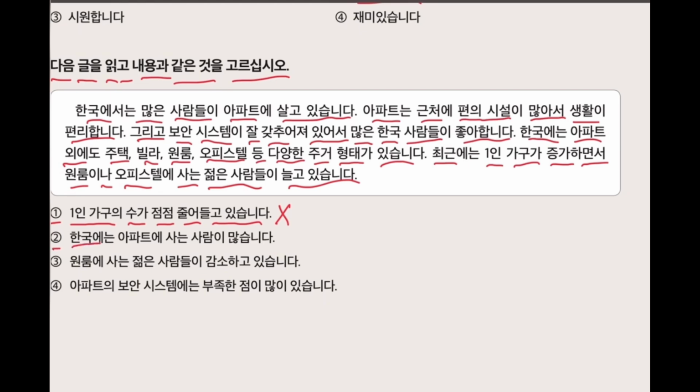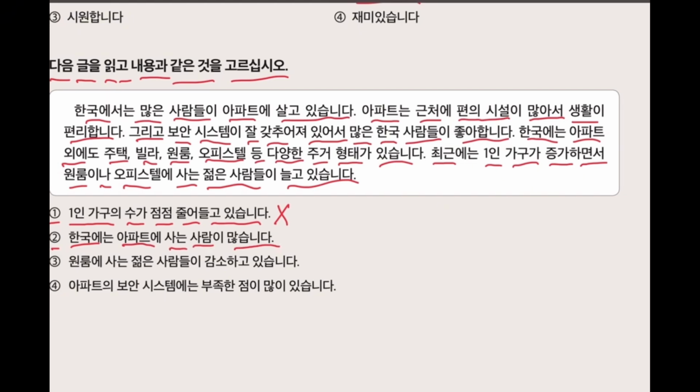Number 2. 한국에 in Korea 아파트 사는 사람 많습니다. In Korea there are many people living in apartments. This is our answer. One room, the youngsters, they are living in one room and they are decreasing. So they are not decreasing, they are increasing. That's why it's also wrong.